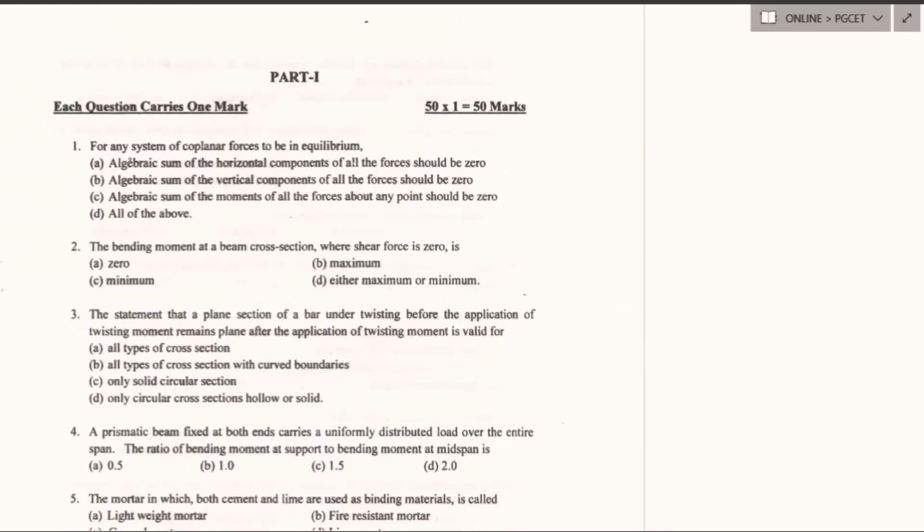Question number 1. For any system of coplanar forces to be in equilibrium, the algebraic sum of horizontal components of all the forces should be equal to 0, that is, summation of Fx is equal to 0, and the algebraic sum of vertical components of all the forces should be equal to 0, that is, summation of Fy is equal to 0, and the algebraic sum of moments of all the forces about any point should be equal to 0, that is, summation of moments is equal to 0. So all these statements are correct. Option D is the right answer, all of the above.